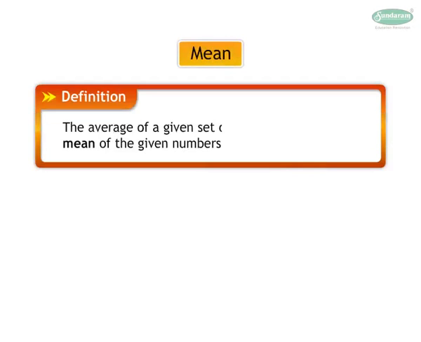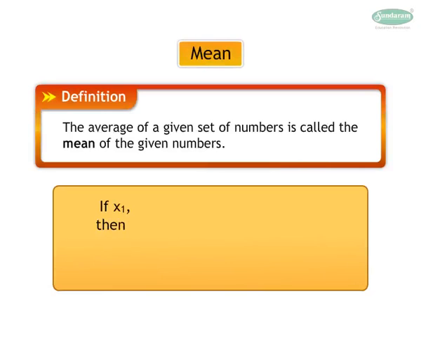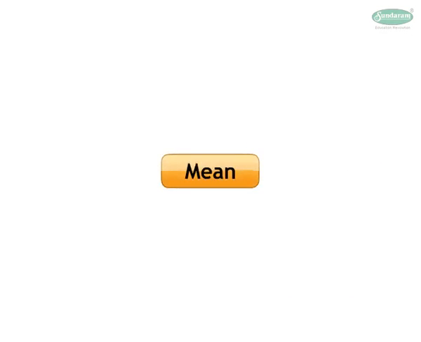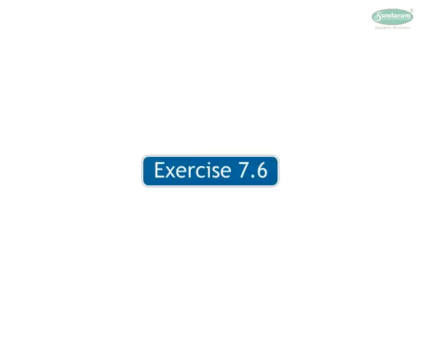Mean. The average of a given set of numbers is called the mean of the given numbers. If x1, x2, x3, up to xn are given, then their mean x bar is defined as x bar equals x1 plus x2 plus x3 plus dot dot dot plus xn upon n. Let us solve some sums on mean. Let us solve first some sums of exercise 7.6.